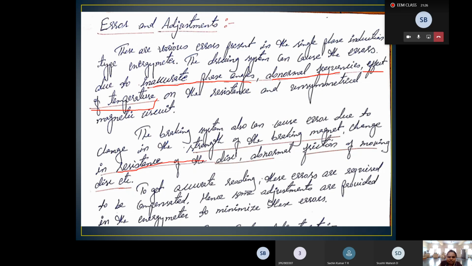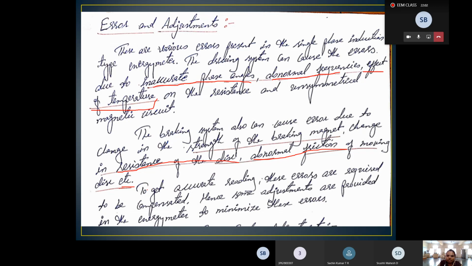Observe here, resistance of the disc and abnormal friction of the moving disc. Abnormal means the disc will be always rotating. Based on this, the disc material may not be working properly, so it will touch the other device where this construction is done. Due to that, friction occurs, and due to the friction, again an error is exhibited in the energy meter. Like this, there will be many points, etc., means extras, okay?